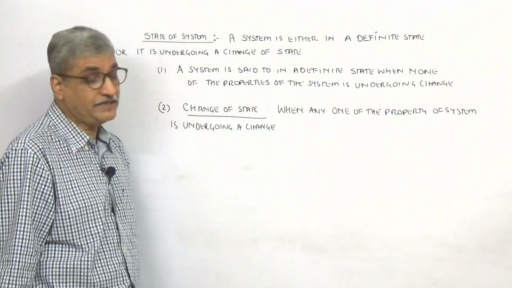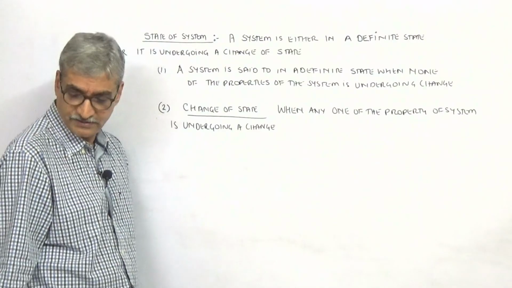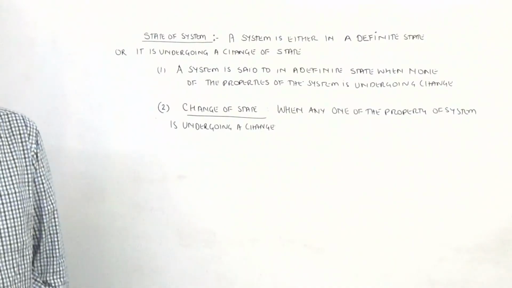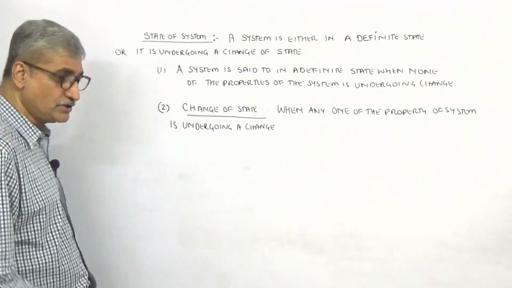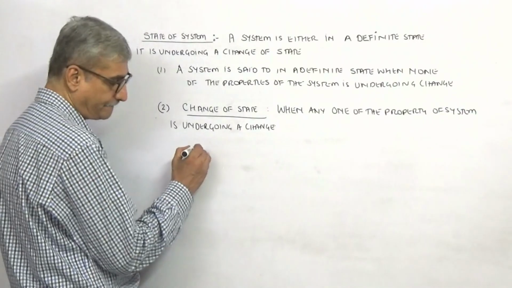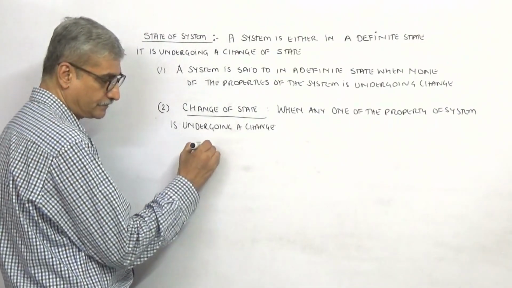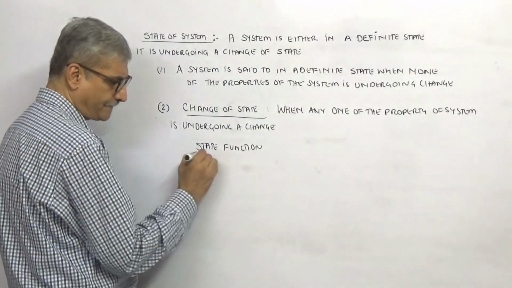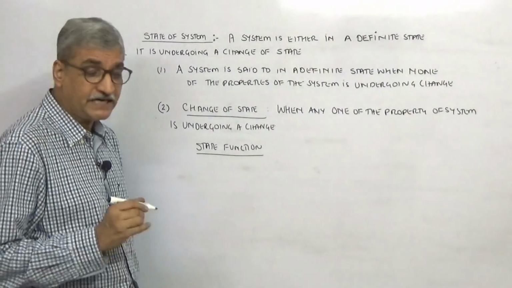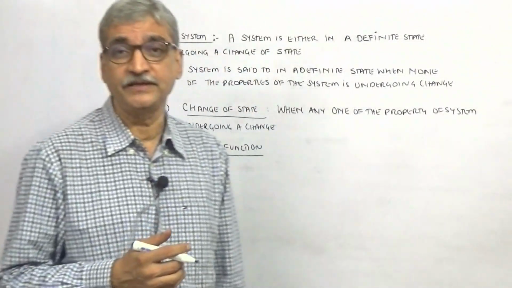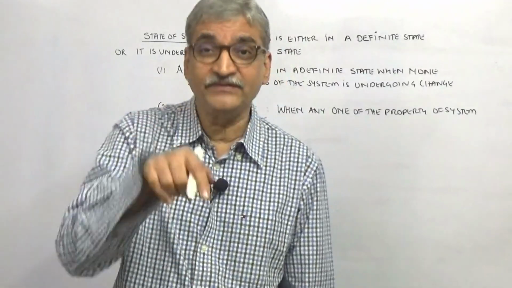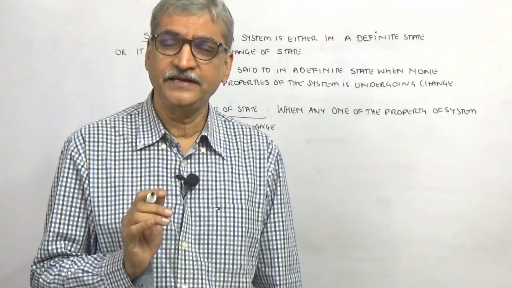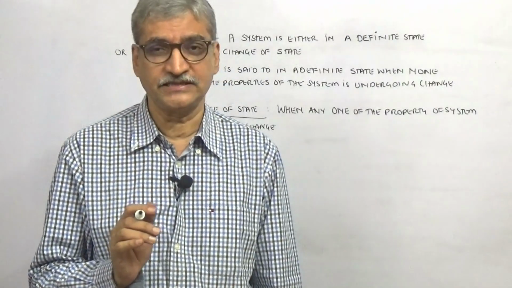Now, when the system is undergoing a change of state, the system could be a state function or it could be a state variable. So now let me first explain what is a state function. First of all, state function is applicable for which kind of property? Intensive or extensive, that we have to decide. So this idea of state function is applicable only for extensive property.